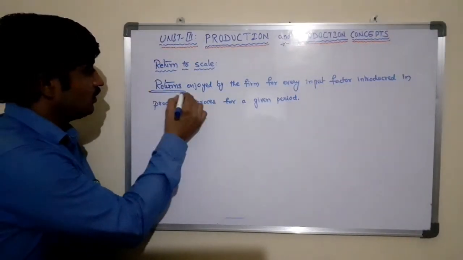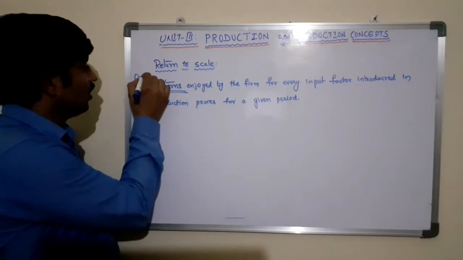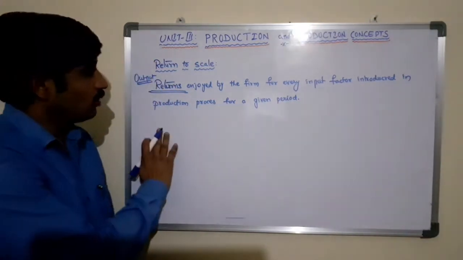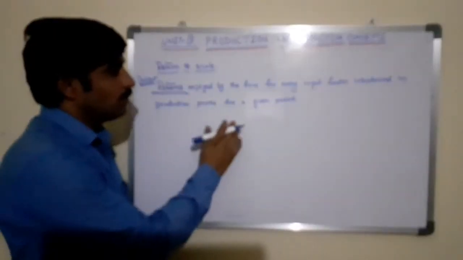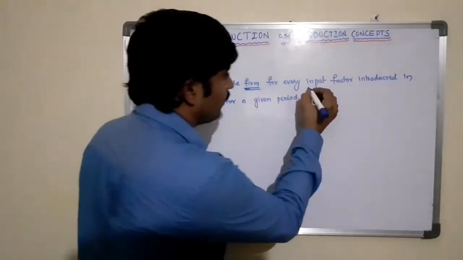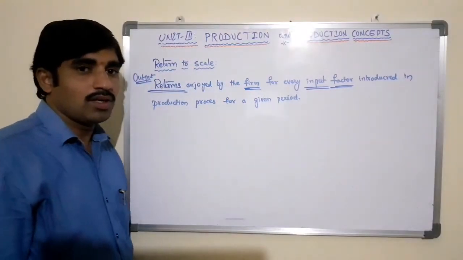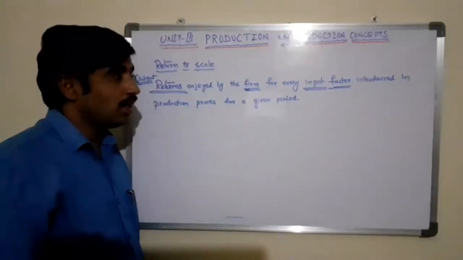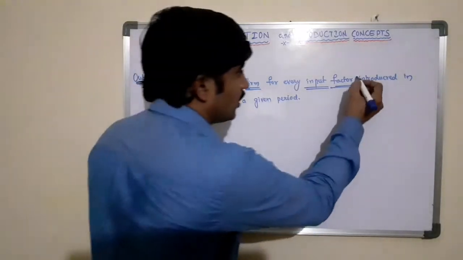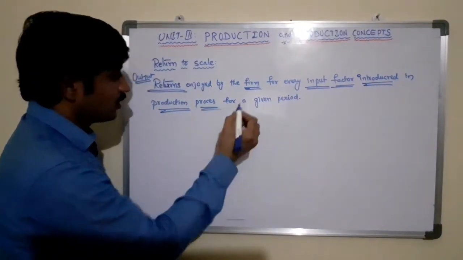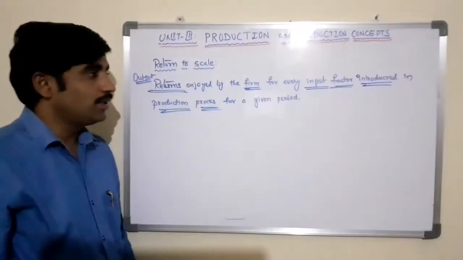Here returns means in terms of output, we can say returns means output. Output are the returns enjoyed by the firm for every input factor, that is technology, machinery, raw material, capital, land, and all other factors introduced in the production process for a given period, is known as returns to scale.